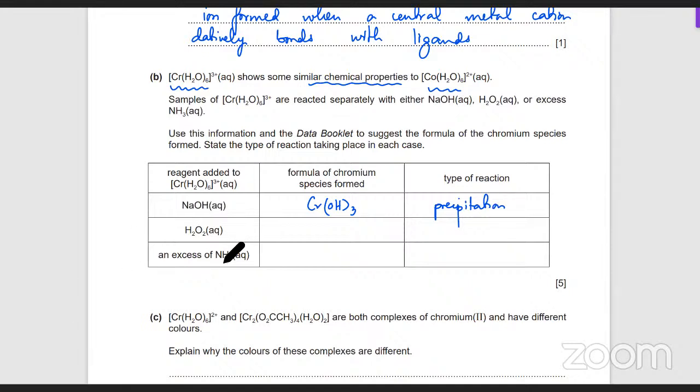NH3 के साथ क्या होता था? Excess NH3, the water molecules would get substituted by ammonia. So this is exactly what's going to happen over here as well. So there's going to be 6 NH3s and it's going to be 3 plus, and this is ligand exchange.